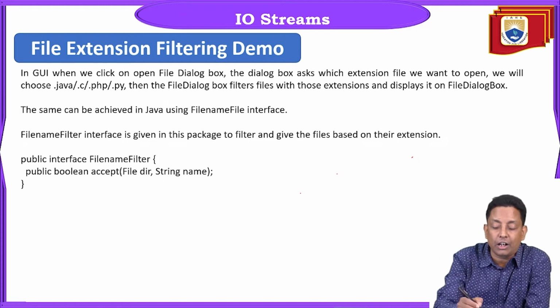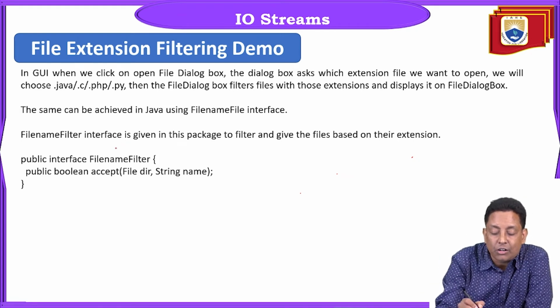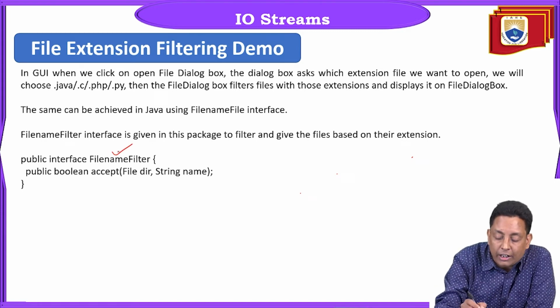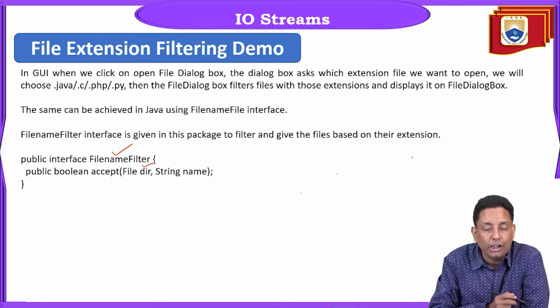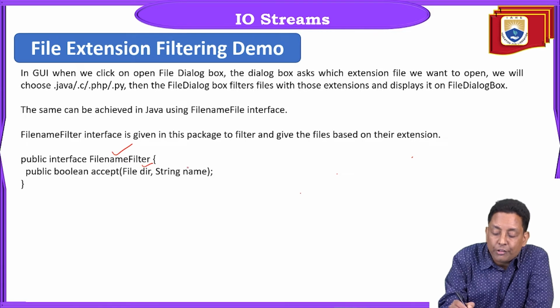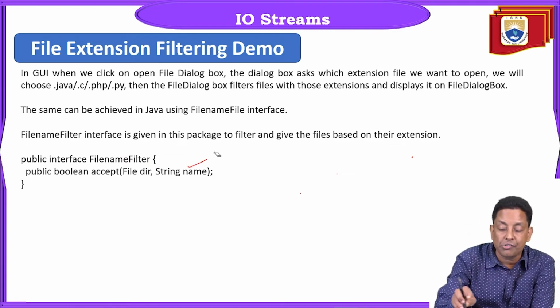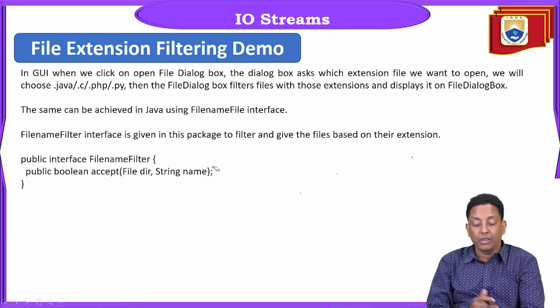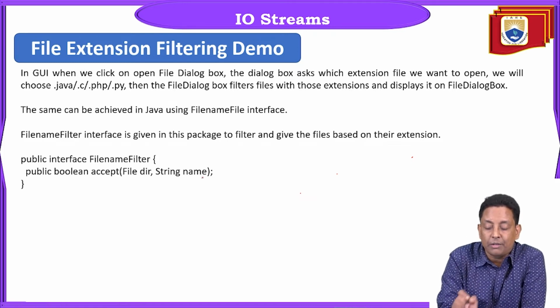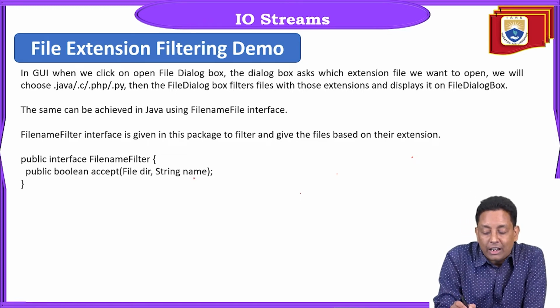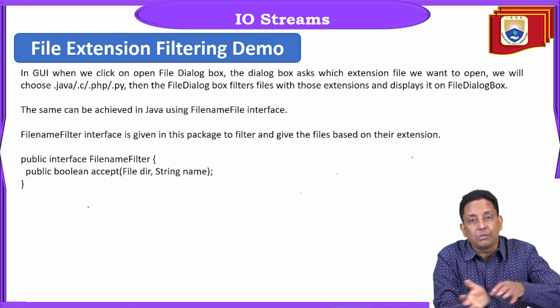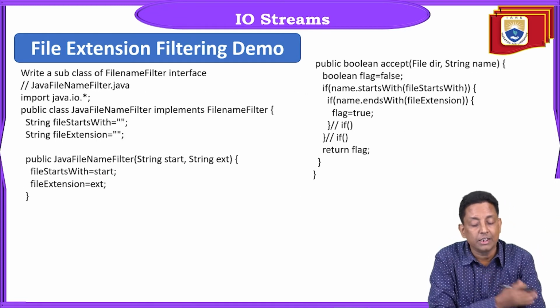In order to perform that, one interface is given in the java.io package called FilenameFilter. This FilenameFilter interface has one method called accept that takes two arguments: the directory in which we want to search, and the file name we want to search for. If you give that directory and file name, wherever that file is found in this directory, for all such matching files the boolean value true will be returned, and those files will be returned to the client. See this example.